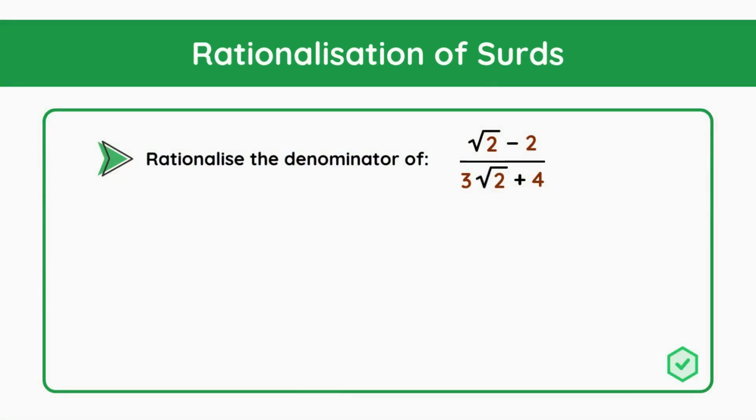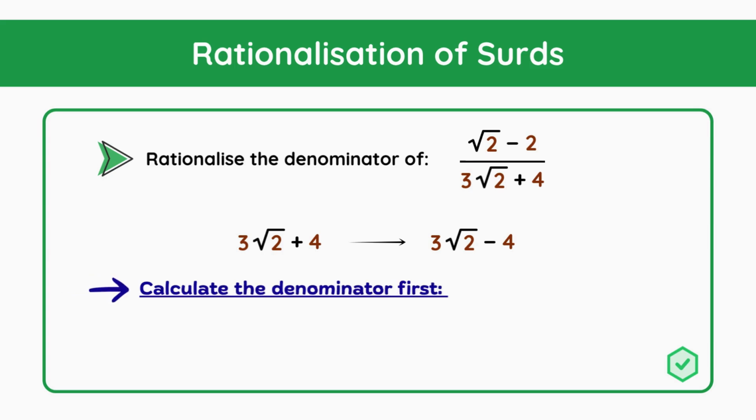Now, let's solve it. The steps are exactly the same as before. We focus on the bottom first. The denominator is 3 square root of 2 plus 4. Its conjugate is 3 square root of 2 minus 4. We multiply the top and bottom by 3 square root of 2 minus 4. Let me calculate the denominator first. 3 square root of 2 plus 4 times 3 square root of 2 minus 4.